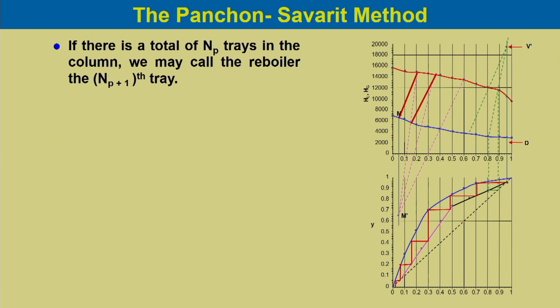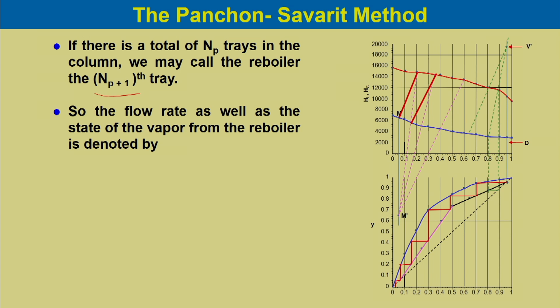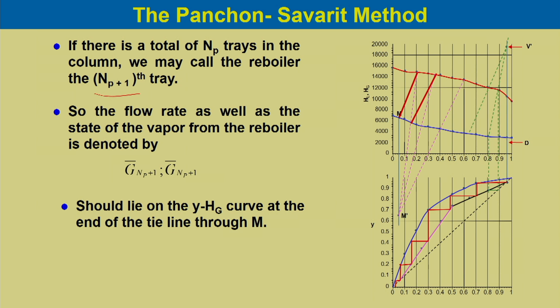So, if there are a total of NP trays in the column, we may call the reboiler the NP plus 1th tray. So, the flow rate as well as the state of the vapor from the reboiler is denoted by G Np plus 1 and G bar Np plus 1. So, this is the point and it should lie on the y Hg curve at the end of the tie line through M, which is shown over here.